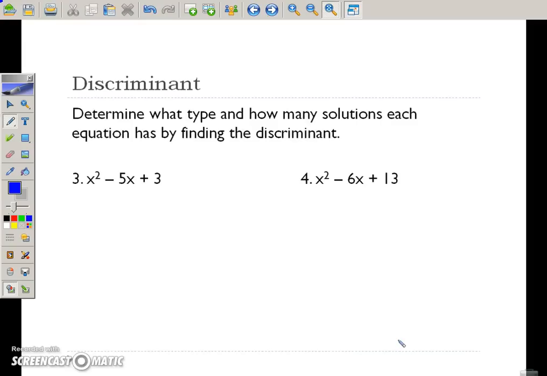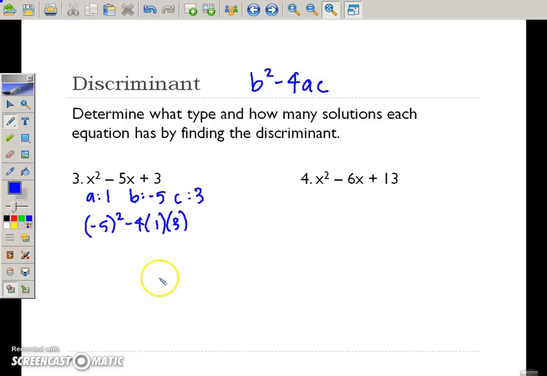Alright, now we have x squared minus 5x plus 3. Our a is 1, b is negative 5, and c is 3. Plug it into b squared minus 4ac. We have negative 5 squared minus 4 times 1 times 3. Negative 5 squared is 25. 4 times 1 times 3 is 12. 25 minus 12 is 13. So it's positive. We know we have two solutions. But because 13 is not a perfect square, they're going to be irrational solutions.